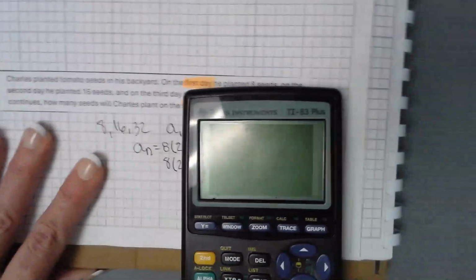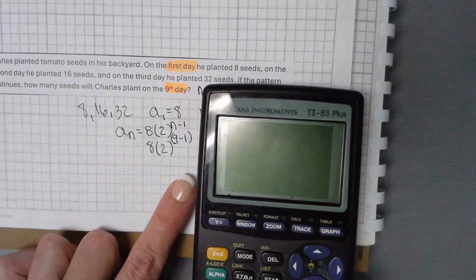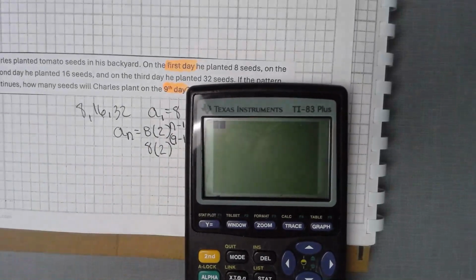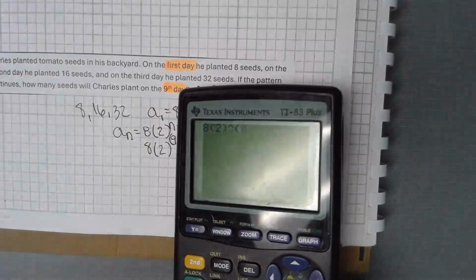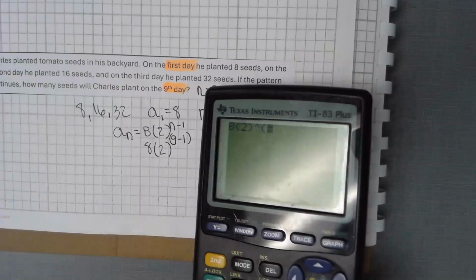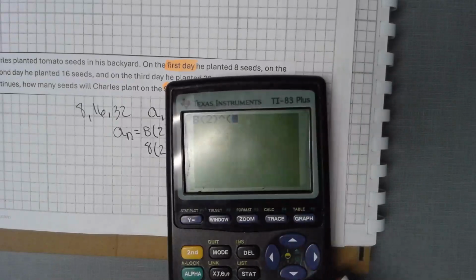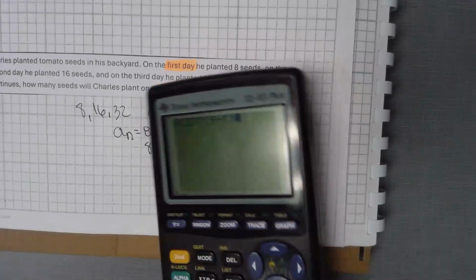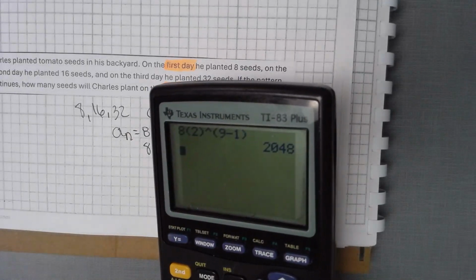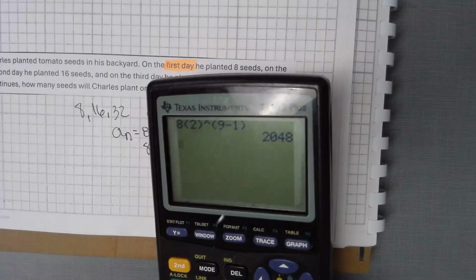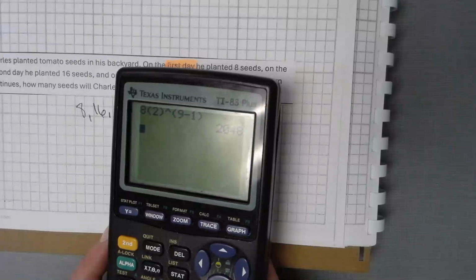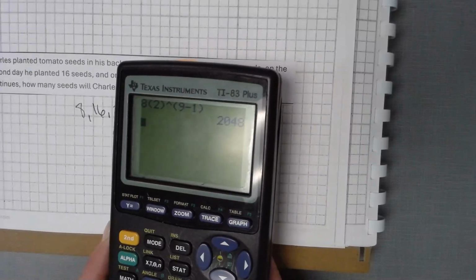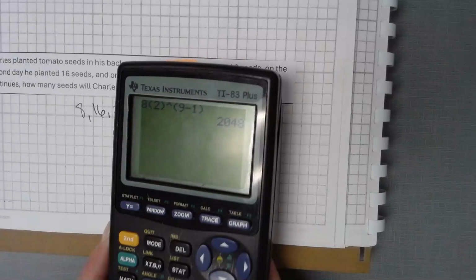So y'all, again, I'm really not solving an equation here. All I'm doing is plugging in. So 8 parentheses 2, close the parenthesis. Don't forget your caret key, folks. You got to have a caret key. Open a parenthesis, type in 9 minus 1. The value of the 9th day, Charles is going to plant 2,048 tomato seeds.